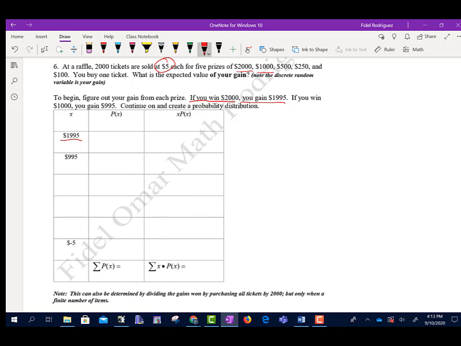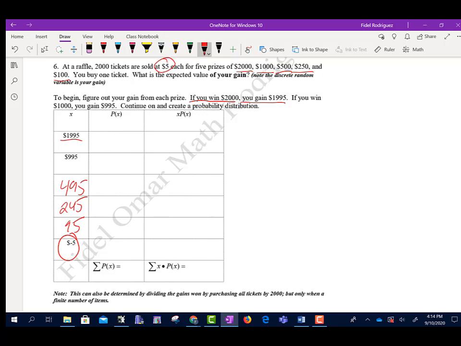If I won $1,000, I would really only gain $995. If I won $500, I'd really only gain $495. If I won $250, I would really gain $245. And if I were to win 100, I would really win 95. And if I lost my $5, that's why it's negative. Okay.